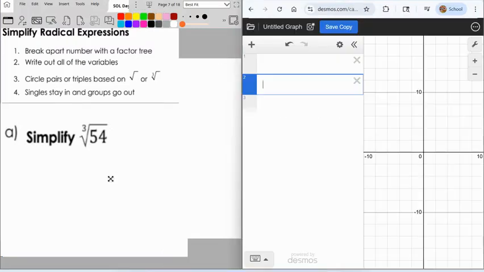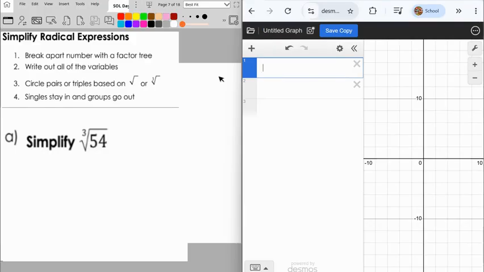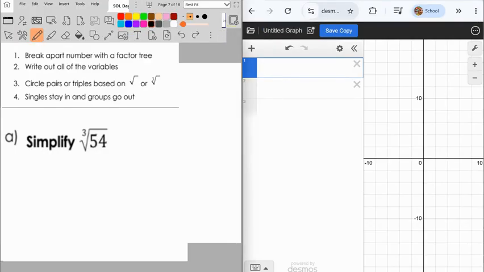Hi everyone, this second video is going to review simplifying radicals and a few other things. So for simplifying radicals, we do need to do some work by hand. We can use Desmos to help us, but not quite like evaluate and solve. So we are remembering the rules for when we simplify radicals.